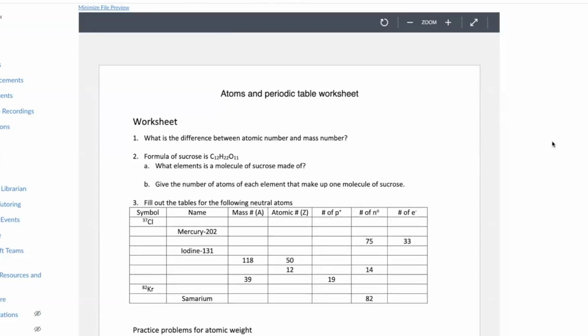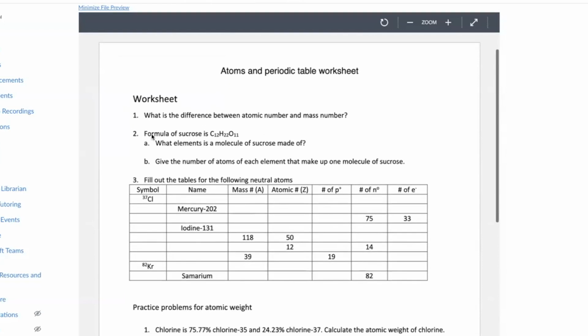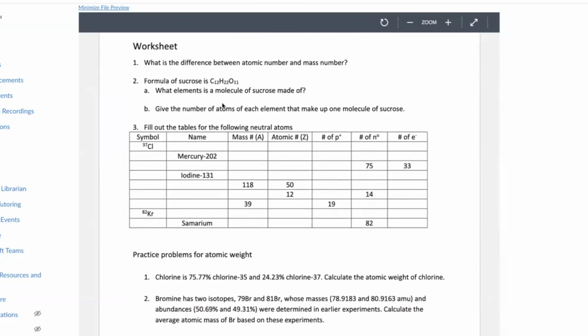So let's look at the atoms and periodic table worksheet. The first question you have is, what is the difference between atomic number and mass number? You can do that. The formula of sucrose is C12H22O11. What elements is a molecule of sucrose made of? Give the number of atoms of each element that make up one molecule of sucrose. So you can do that.